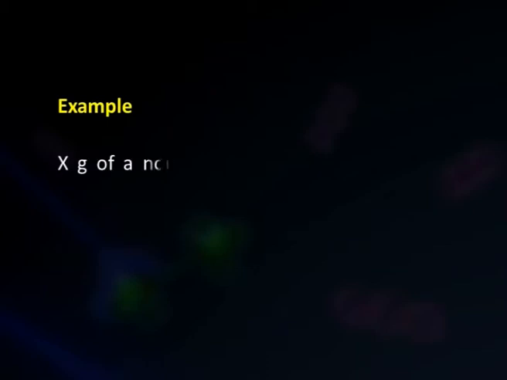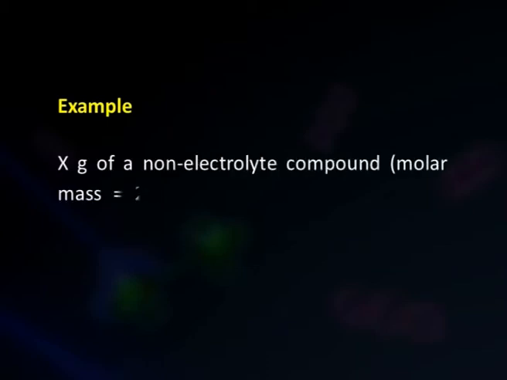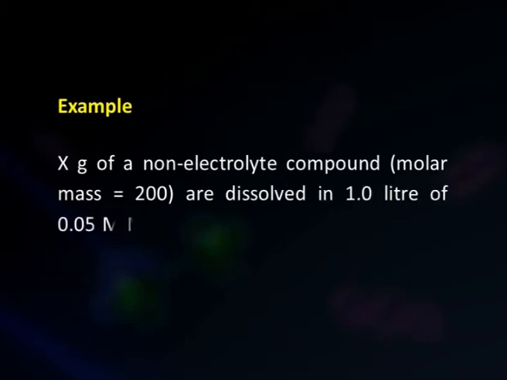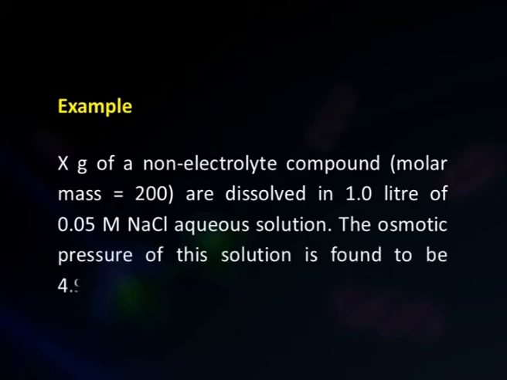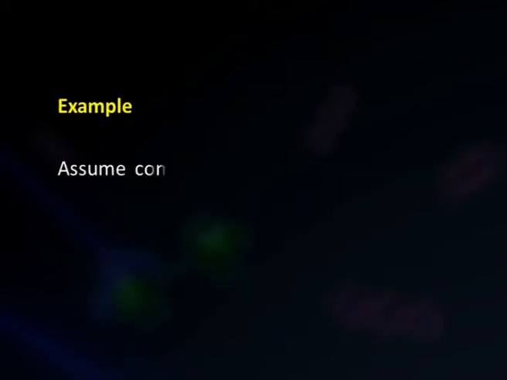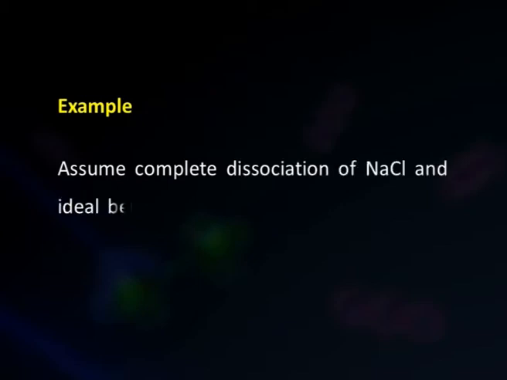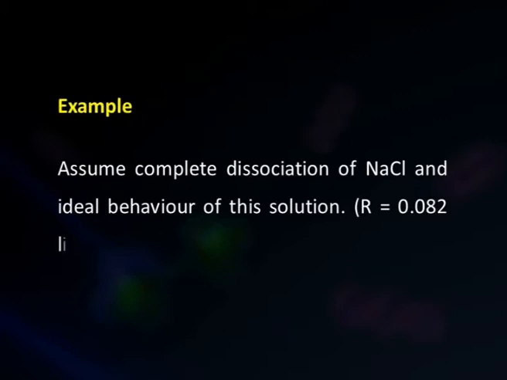There is an example to understand the calculation of osmotic pressure of the mixture of two solutions. X grams of a non-electrolyte compound whose molecular mass is 200 are dissolved in 1 liter of 0.05 molar sodium chloride aqueous solution. The osmotic pressure of this solution is found to be 4.92 atmospheres at 27 degrees Celsius. Calculate the value of X. Assume complete dissociation of sodium chloride and ideal behavior of this solution. The value of R is given to be 0.082 liter atmosphere per mole per Kelvin.